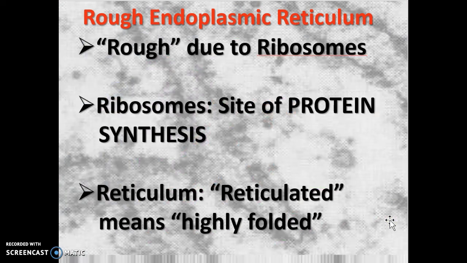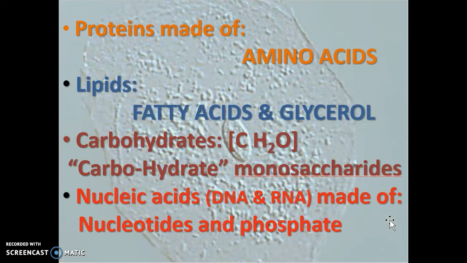Alright, the rough ER again is rough due to ribosomes. Protein synthesis, ribs. Reticulum means reticulated or highly folded. Proteins are made up of amino acids. Remember the building blocks. This is freshman biology basics. Amino acids link end to end, make polypeptides which become proteins.